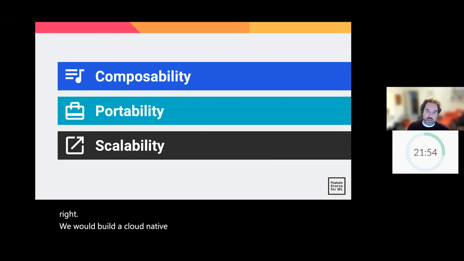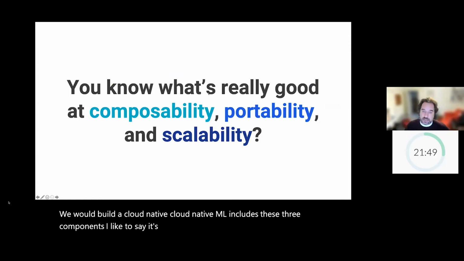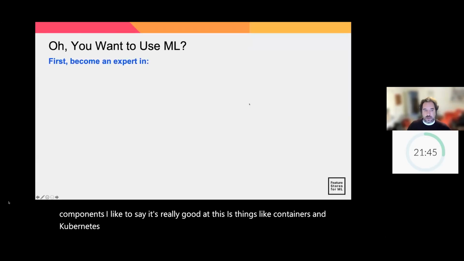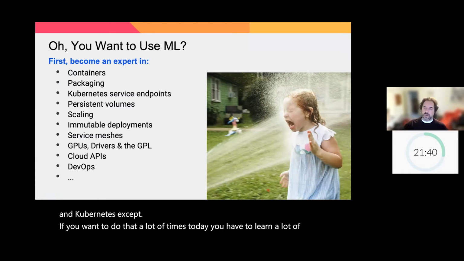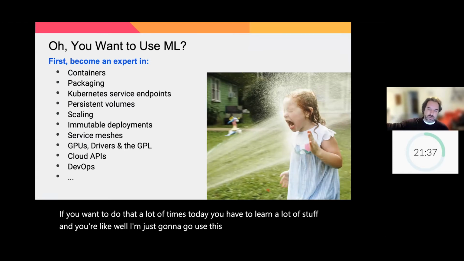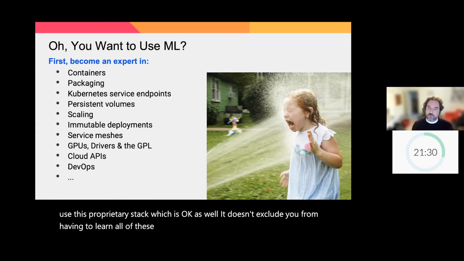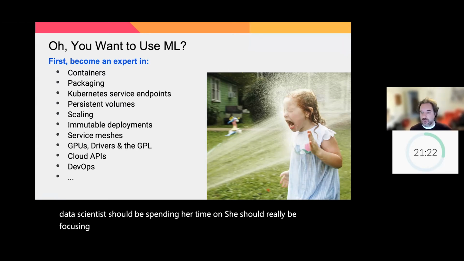Cloud native ML includes these three components. I like to say, what's really good at this is things like containers and Kubernetes, except, if you want to do that, a lot of times today, you have to learn a lot of stuff. And you're like, well, I'm going to just go use this hosted platform. I'm going to go use this proprietary stack, which is okay as well. It doesn't exclude you from having to learn all of these bits, which is super annoying and really not what a data scientist should be spending her time on. She should really be focusing on how to do the best thing for my business.